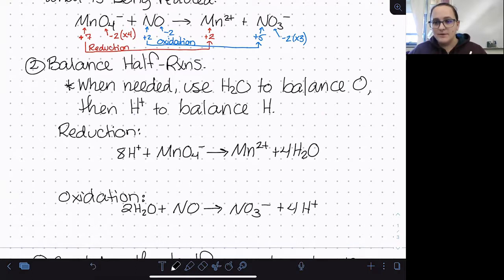So the next step in our process is to balance these half reactions for charge, and we do that by adding electrons. So remember that we're looking to make the left side and the right side of each half reaction have the same total charge. So again, why don't you pause here and try to do that on your own, adding electrons to equalize the charges.